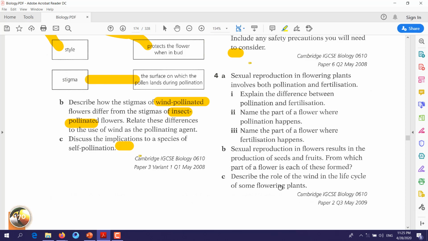C. Describe the role of the wind in the life cycle of some flowering plants. In flowering plants, wind will carry the seeds. When it carries them, it is assisting the pollination. Wind can also disperse seeds. Wind can also disperse scent, so it can attract the pollinators, for example, insects.